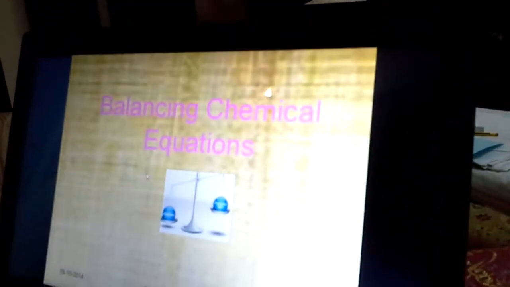Balancing chemical equation. Balancing chemical equation is the topic.